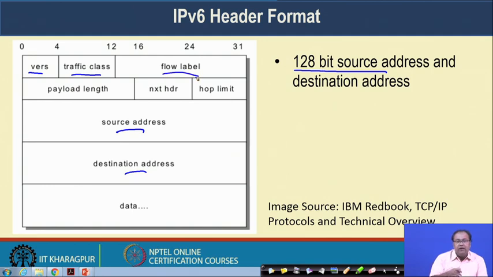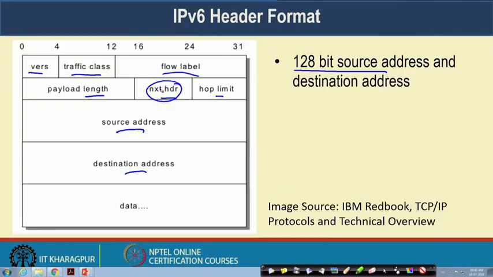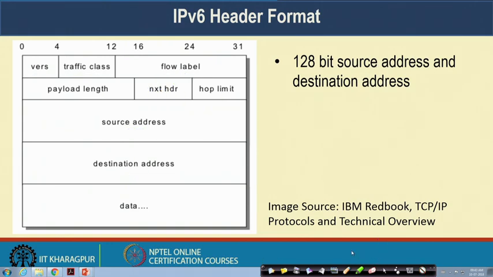Then the flow label, labeling every flow based on its QoS classes, the payload length, the next header and the hop limit. The next header is that in IPv6 you can have multiple optional headers, we will come to that point, and the hop limit denotes how many hops the packet should traverse before you discard the packet from the internet. Now, this is the mandatory header structure of IPv6.